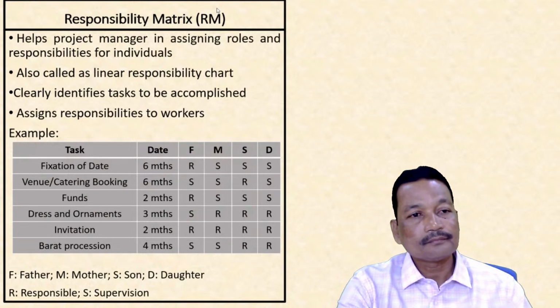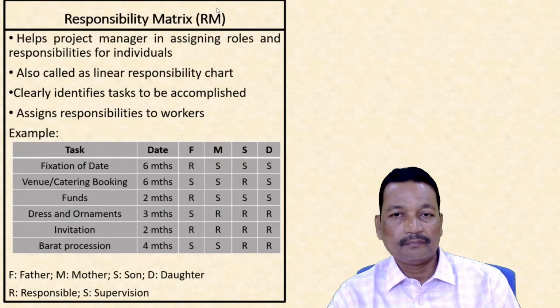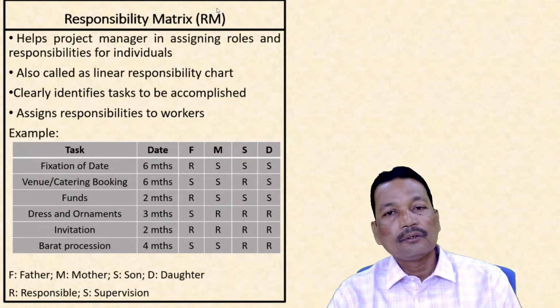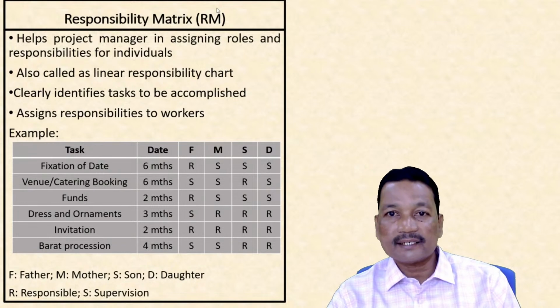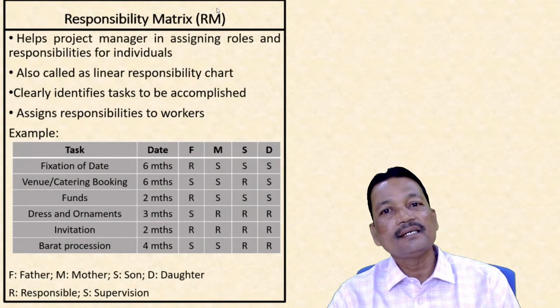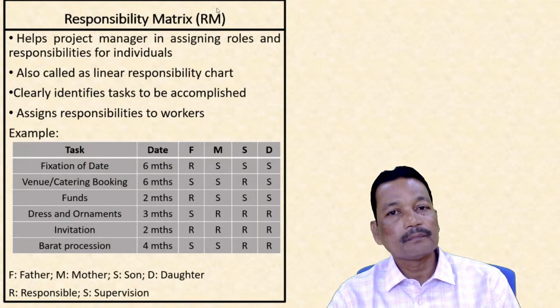Now, finally, we are going to look at something called a responsibility matrix. There are many things, many activities where either we are responsible or we are assigned a supervision duty. Responsibility means we take up all the things, how it will be done. If anything goes wrong, I am going to be blamed.